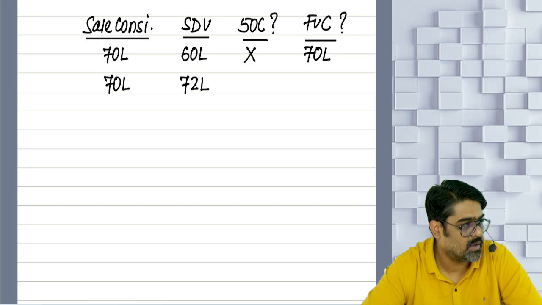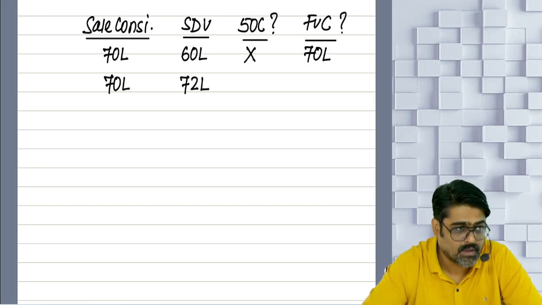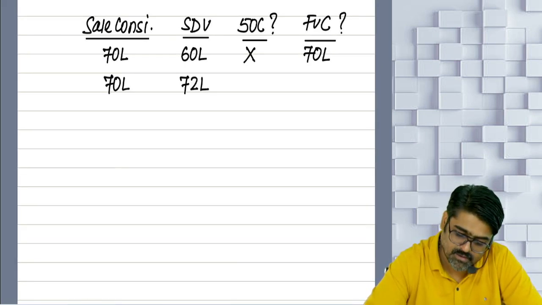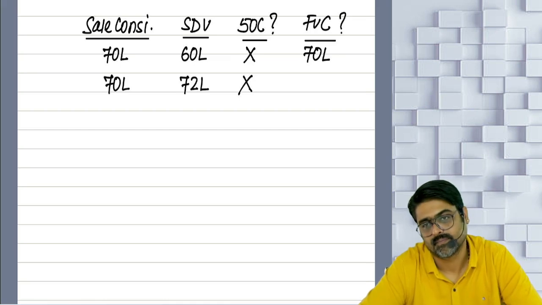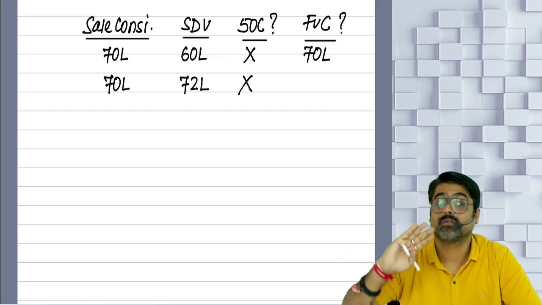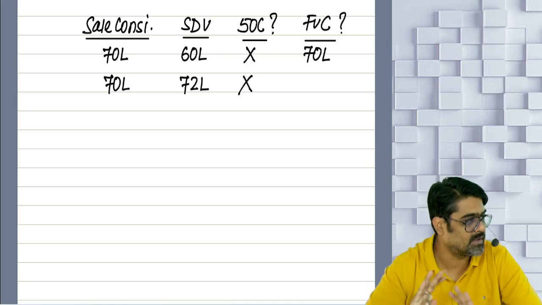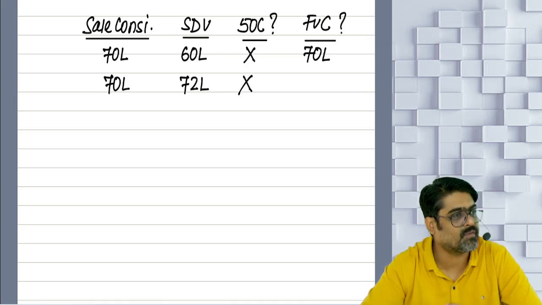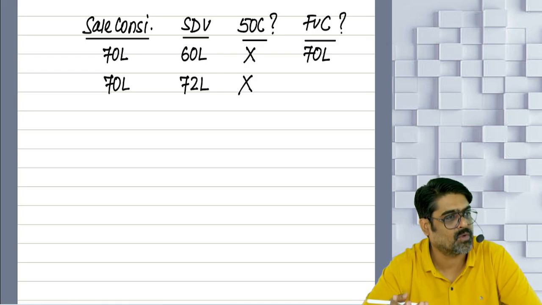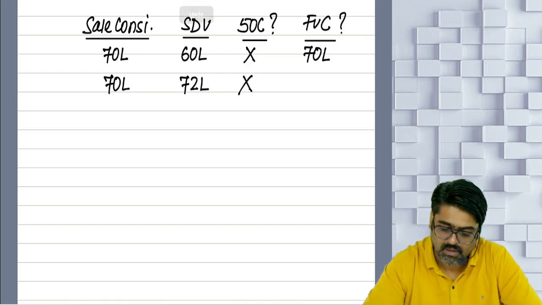50C will apply or will not apply? Because 50C will apply only if the difference is more than 10% of the sale consideration. Stamp duty value is higher, sale consideration is lower. There is a difference of 2 lakhs, but that 2 lakh is not more than 7 lakhs. So 50C will not apply only.